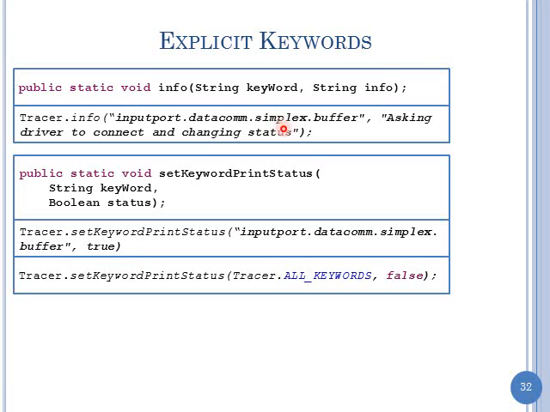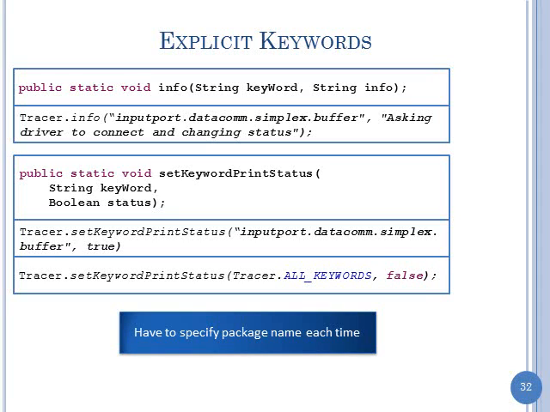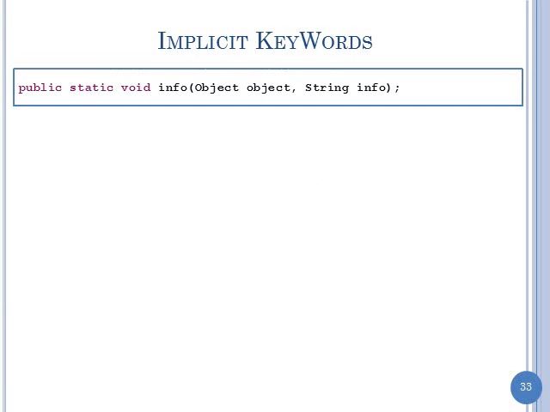By the way, there's something called all keywords, and you can say all keywords false. That means by default all keywords don't get printed out, and this particular one gets printed out. So how to specify the package name each time? What we'll do is we will just give an object here. Whenever I say tracer.info, I will just give myself some object here. From that object, I can derive the class, I can derive the package, and so forth.